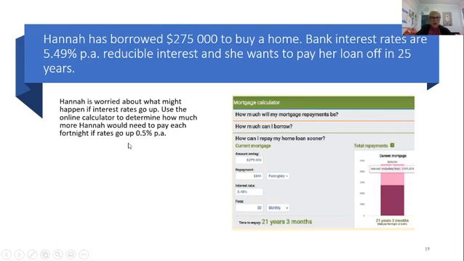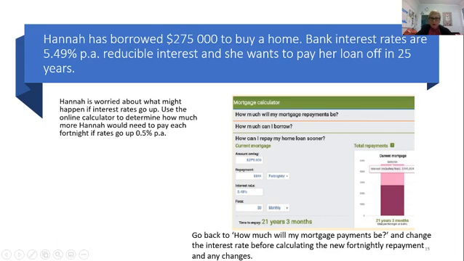Oh, there's one more. Hannah's worried if the interest rates would go up. Go back to how much will my mortgage payments be and change the interest rate before calculating the new fortnightly ones. So you just change it on there, and so her old rate was 5.49, you're adding on 0.5, you've now got 5.99. Put that into the calculator to work it out.